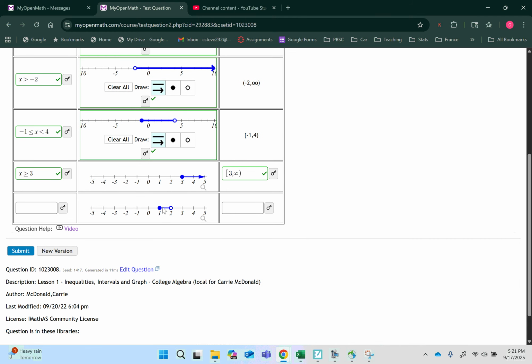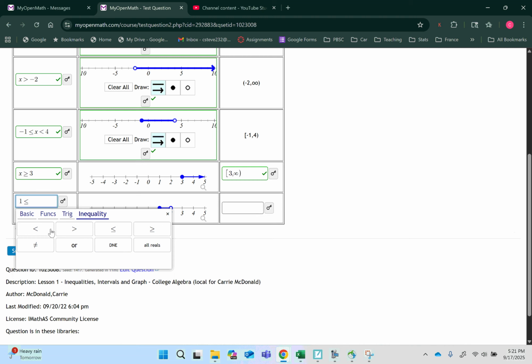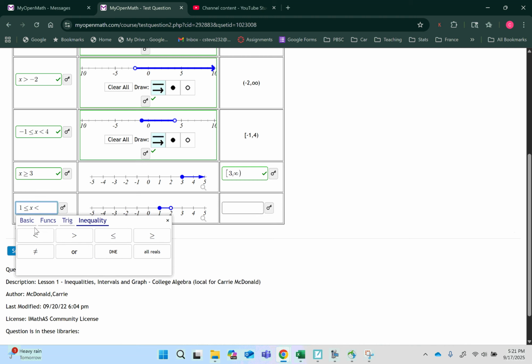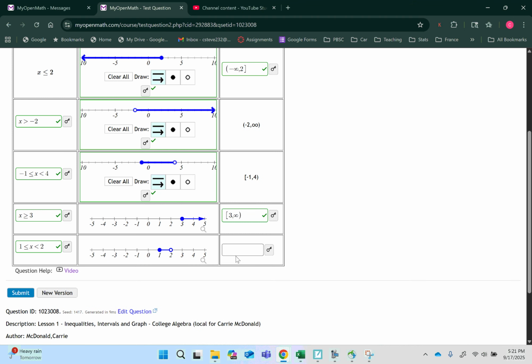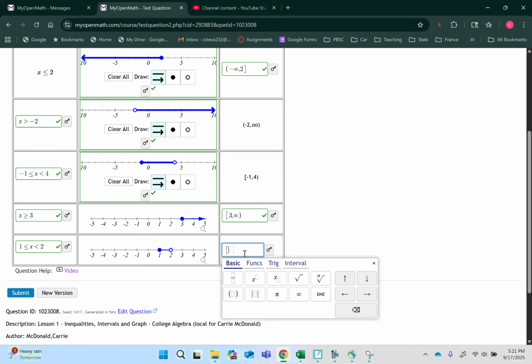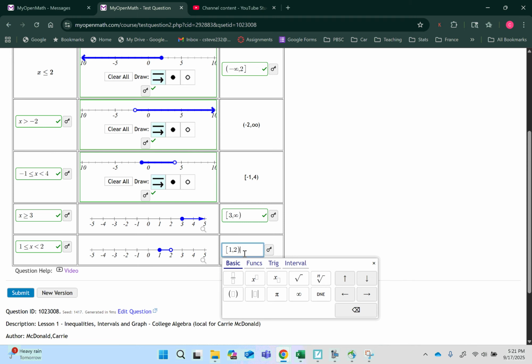Great. Now, another graph. We have on the left the closed dot starting at 1, and then on the right the open circle at 2. So in inequality notation, we'll have 1, then the less than or equal to sign, then x, then a strictly less than sign, and then 2. Very good. Now in interval notation, we're going to have that square bracket on the left, 1, comma, 2, and then the soft parenthesis on the right.